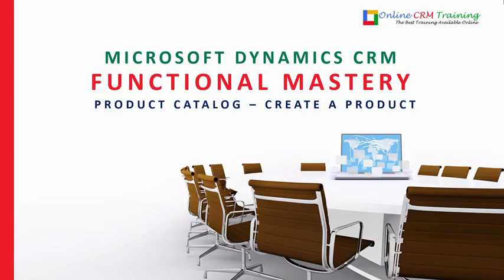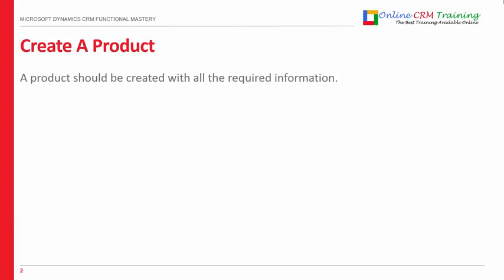In the last video you learned about the unit groups and unit items. These are very important to set up before you create any product. I'm sure you must have created unit and unit items. So now let's see how you can create a product. A product should be created with all the required information. Let me show you what other information you would need.